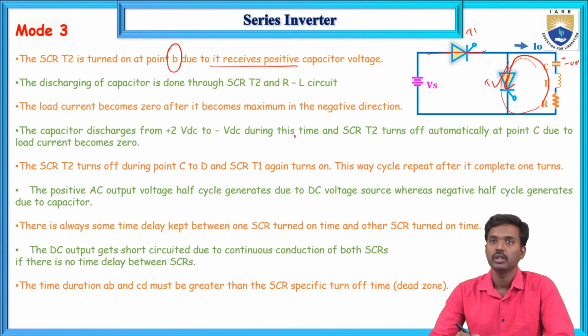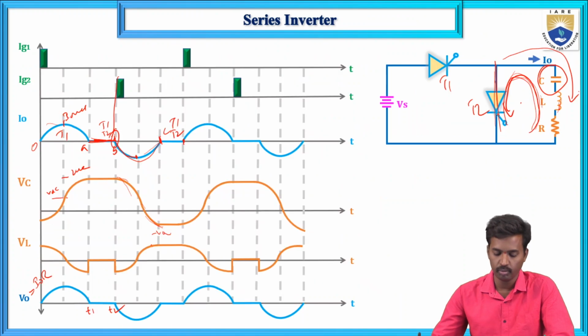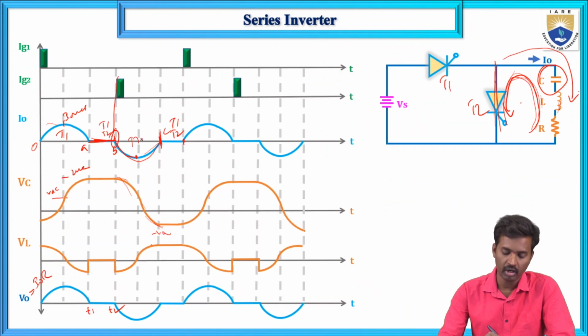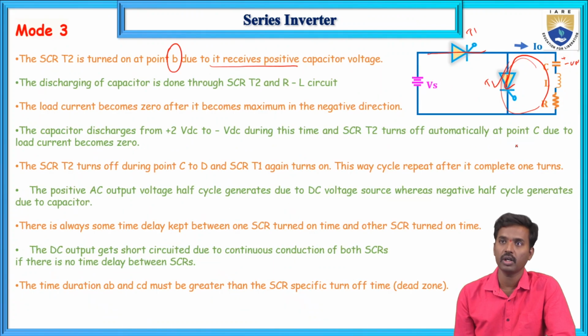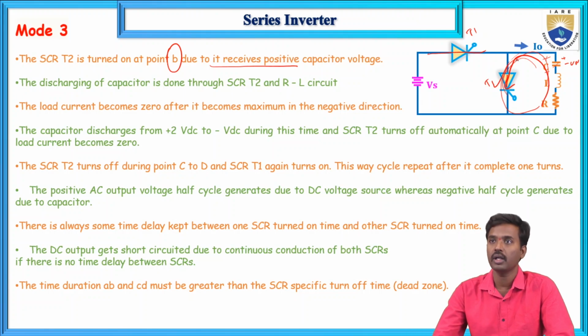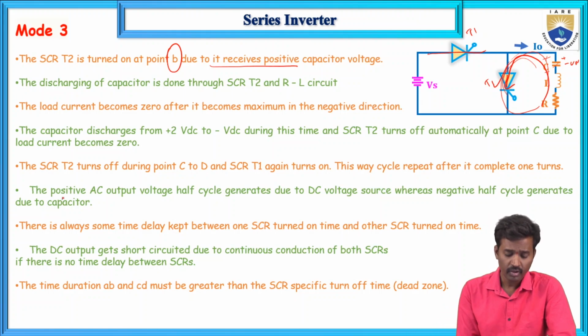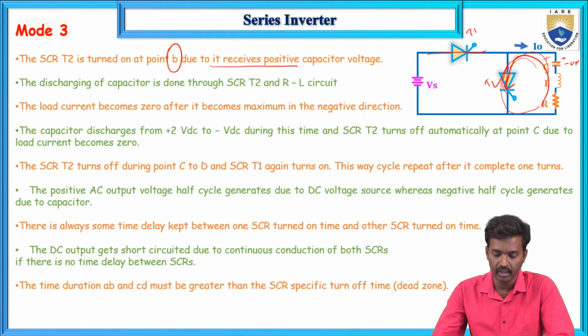During this time SCR T2 will be turned off at point C. From B to C, T2 will conduct, and it automatically turns off at point C due to the load current 0. It is also the same: plus and minus DC excitation is given to the RL circuit. T2 is turned off during C and D, and T1 is again turned on. This cycle repeats for the next cycle.